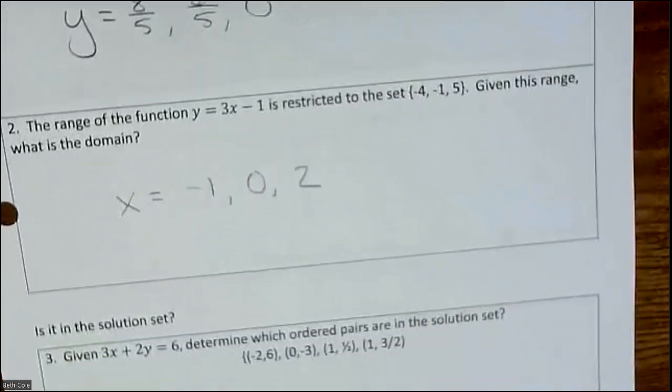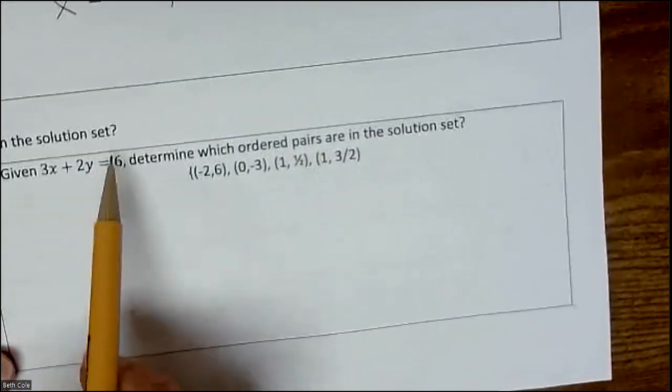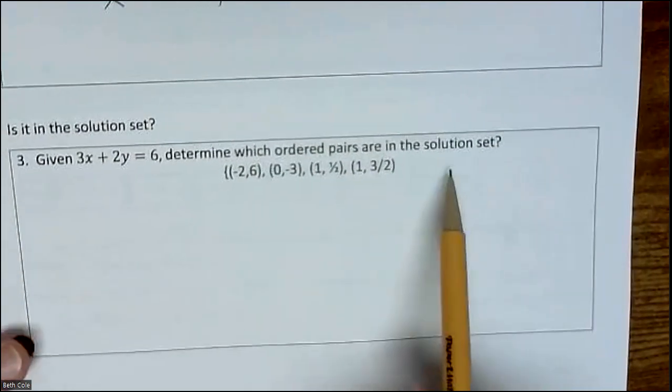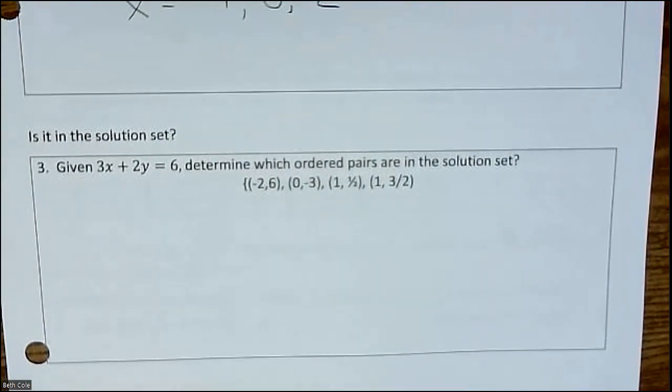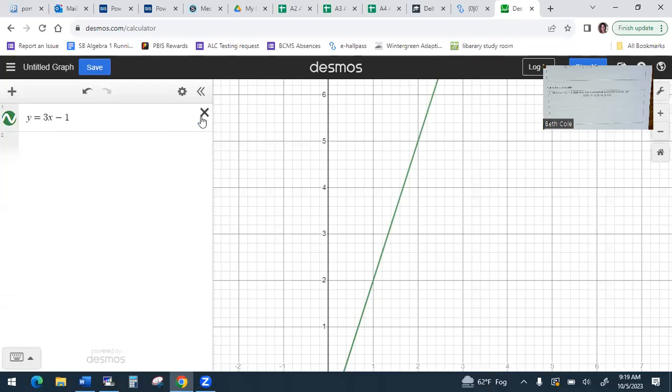All right. Now this is yes, no. Is it in the solution set? So we have this equation. Determine which ordered pairs are, basically it's which ordered pairs are on that line. So again, I'm going to share my screen. Let me clear all this out. This is calculator stuff. You just have to watch and learn how to use the calculator.